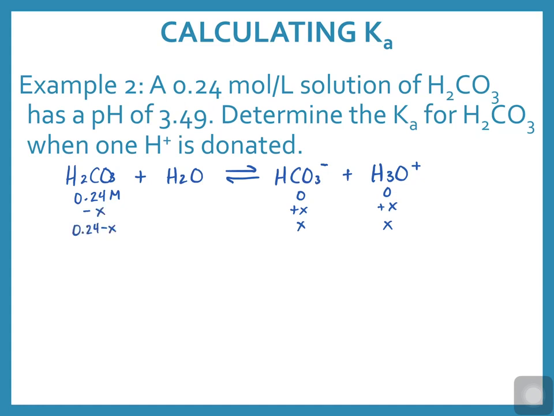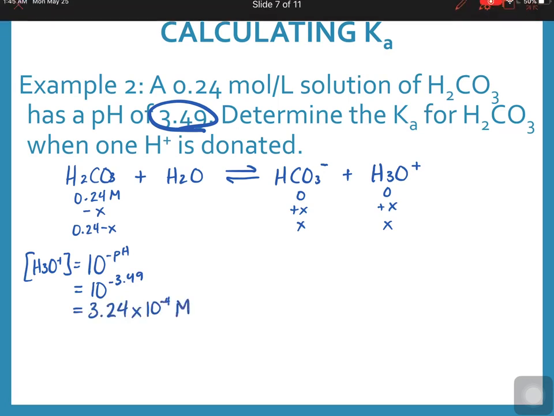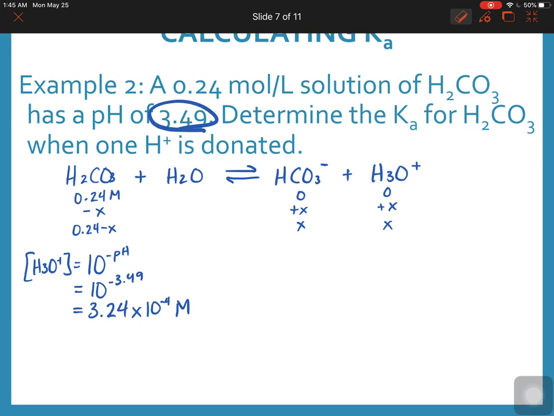So I can determine my hydronium ion concentration from my pH. So hydronium ion concentration is 10 to the negative pH, which is equal to 3.24 times 10 to the negative 4. So that means that those x's are going to be 3.24 times 10 to the negative 4.